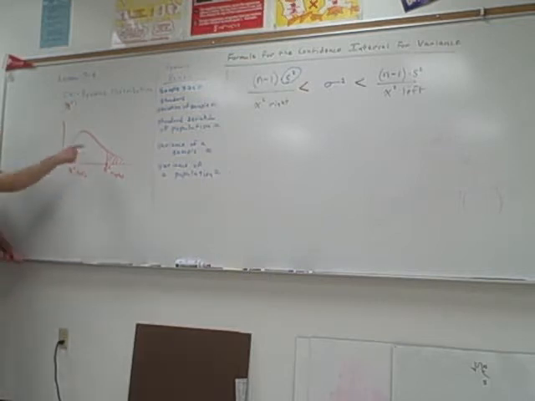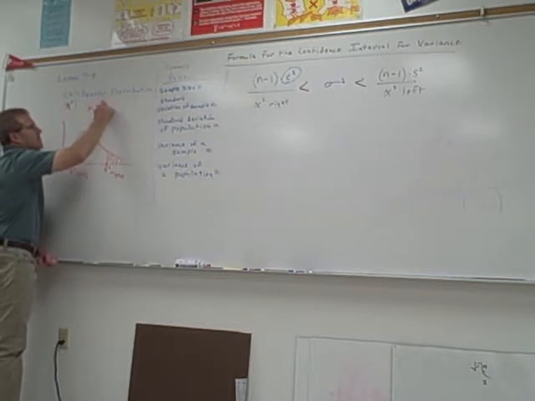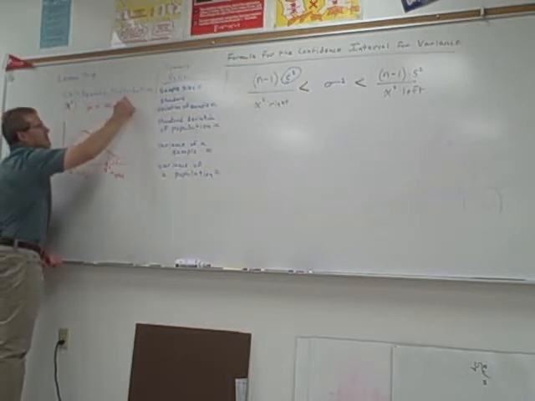Alpha represents the area of both tails. Alpha equals total area of both tails.